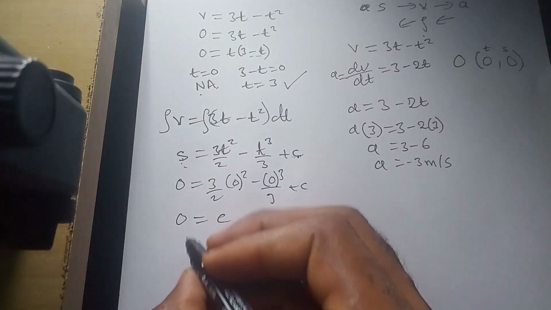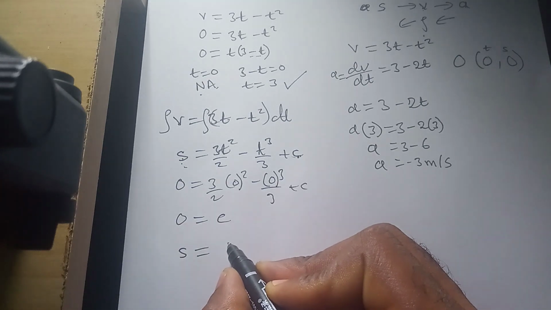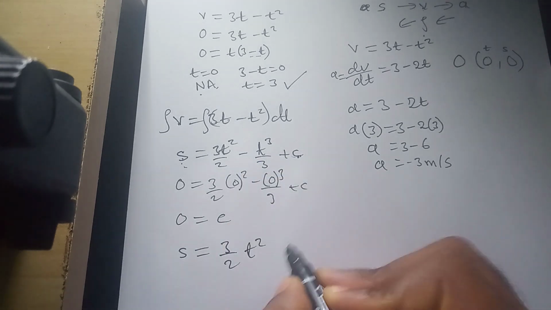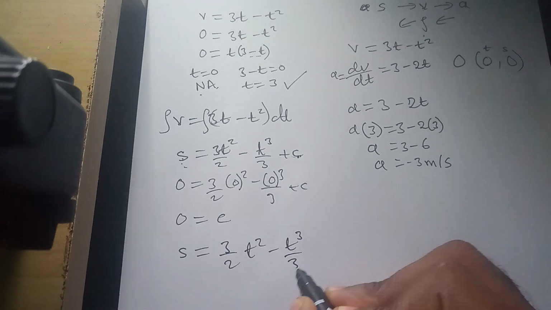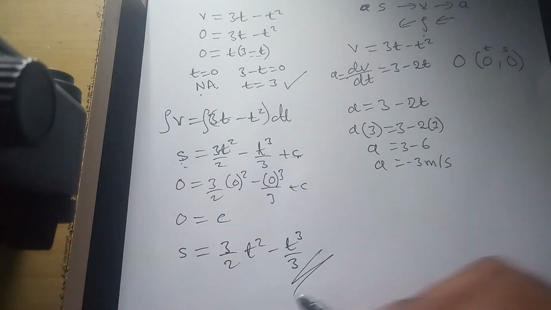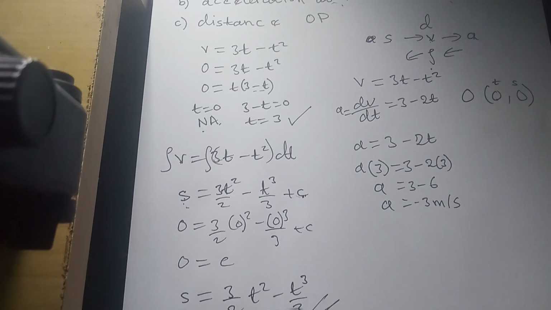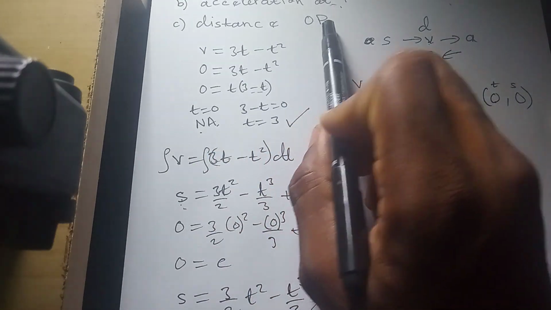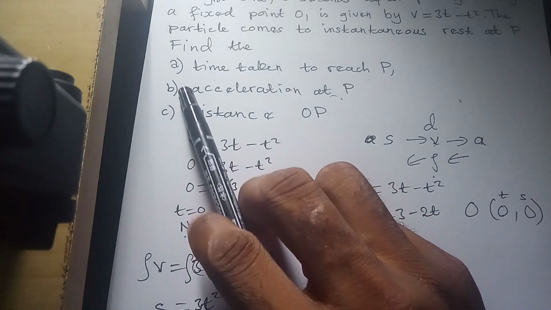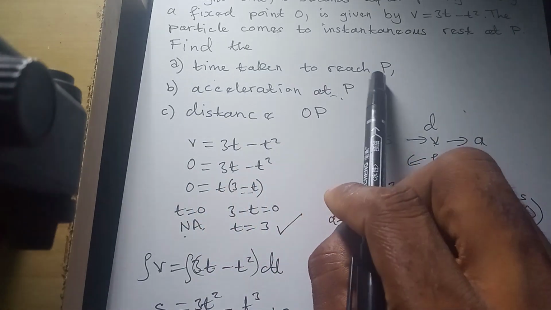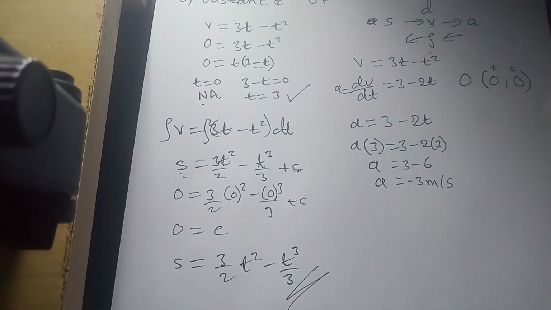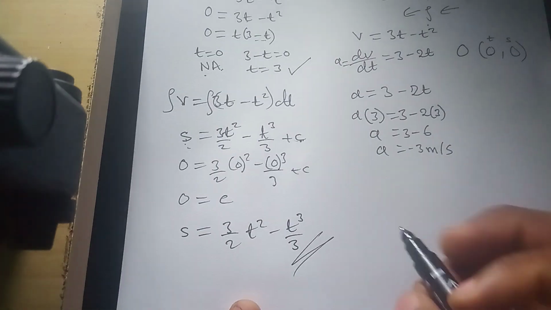So the distance function will be 3 over 2 t squared minus t cubed over 3 plus nothing. So this is our s. And then, of course, we are not trying to find this. We want to find the actual distance from O to P. From part A here, we know that at P, time is equal to 3 seconds. So we can use this to find our distance.